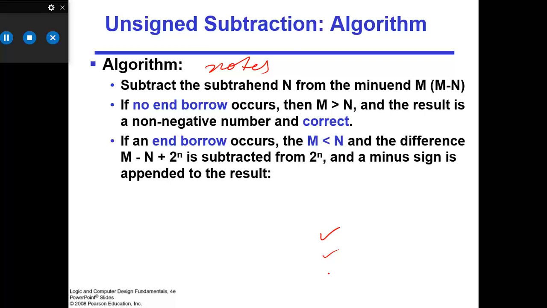So the algorithm: subtract the subtrahend n from the minuend m, m minus n. If no borrow occurs, then m is greater than n and the result is non-negative and the number is correct. If a borrow occurs and m is less than n, the difference m minus n plus 2 to the power n is subtracted from 2^n, and a minus sign is appended to the result. So if a borrow occurs, you need to perform an additional step to get the answer, and then add a minus sign to it.